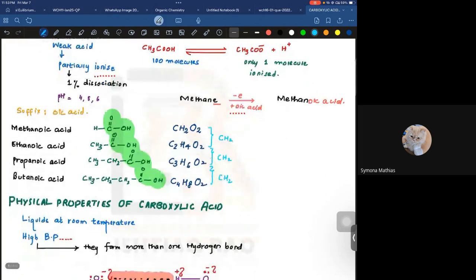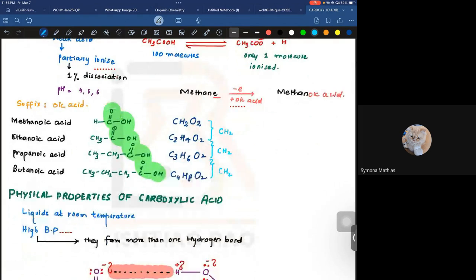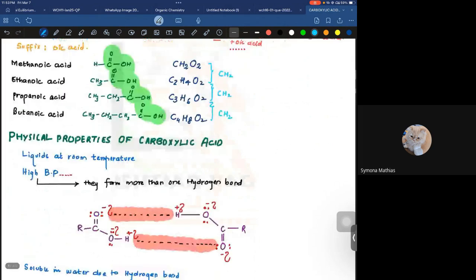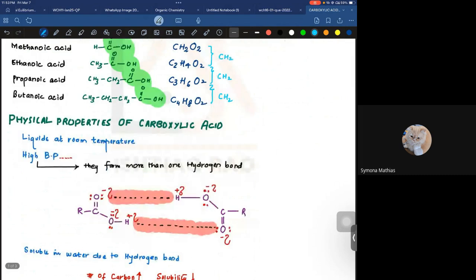And then if I talk about the physical properties of carboxylic acid, remember that carboxylic acid has a higher boiling point as compared to alcohol. And alcohols have a higher boiling point as compared to alkene and alkane, because alkene and alkane both contain only London force, or dispersion force, or ID force, which is a weak intermolecular force of attraction.